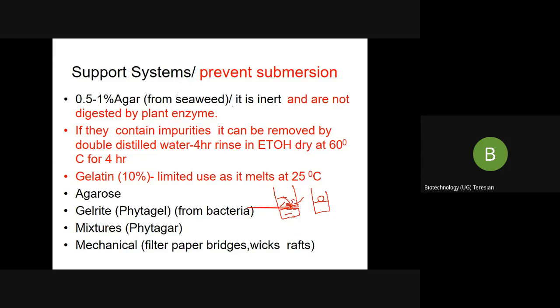So the most commonly what we use is the agar, 0.5 to 1% agar. This agar is a polysaccharide which is obtained from the seaweed, and it is inert. That is, it is not going to react with any of your media. Its main function is to just solidify your media. That is why agar is most commonly used. It is very inert. It is not going to interfere with your media at all, or the growth of your plant. And also they are not digested by plant enzymes.